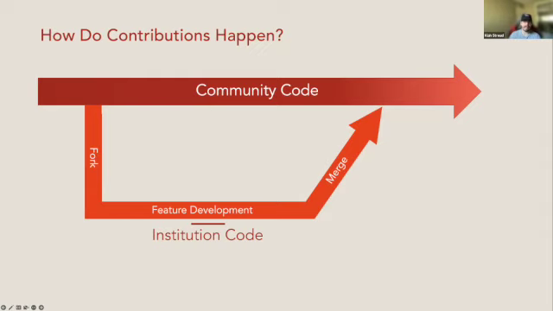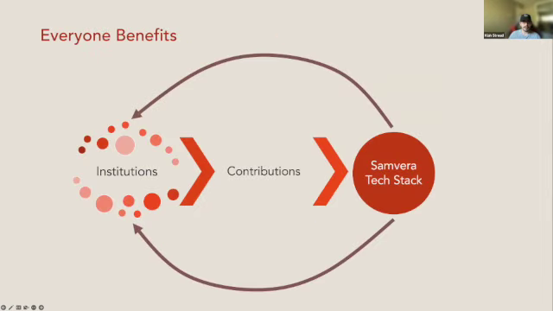If you take this and put it at scale, you have many institutions all making contributions at the same time into the Samvera tech stack. As that happens, those improvements, bug fixes, and new features get put back into each of the institutions' code. This way, everyone benefits from using open source software like this. With many institutions doing this kind of work, this multiplies the number and the speed of improvements that happen.